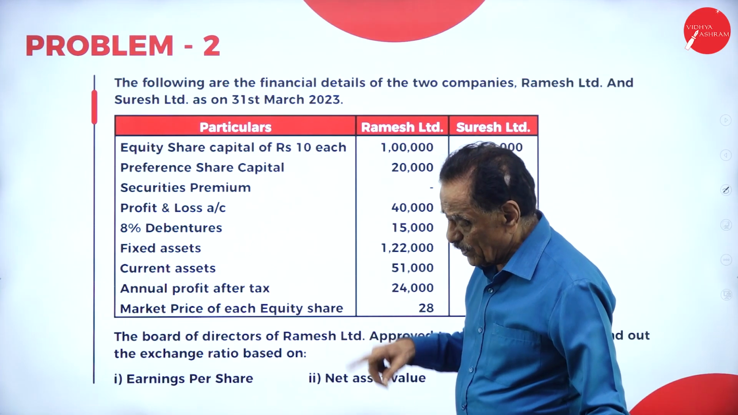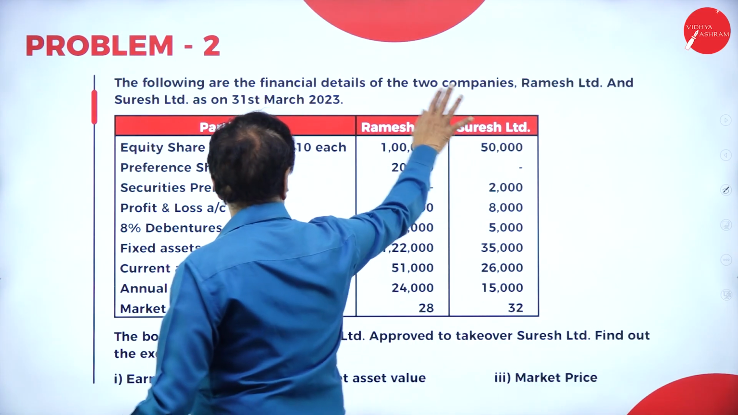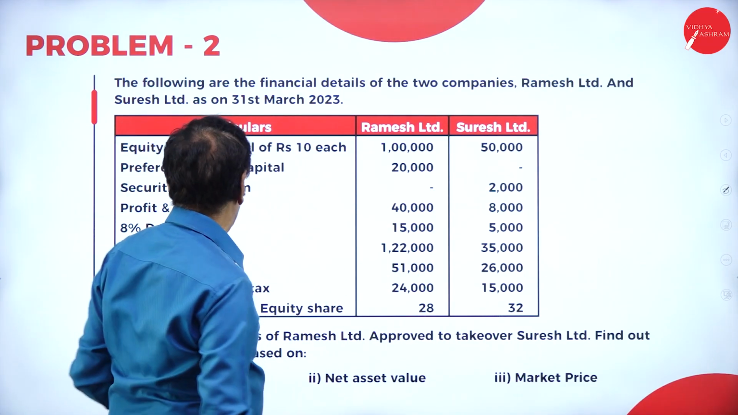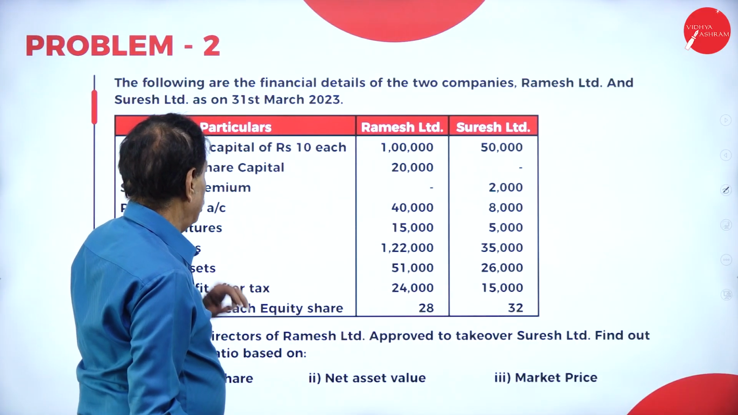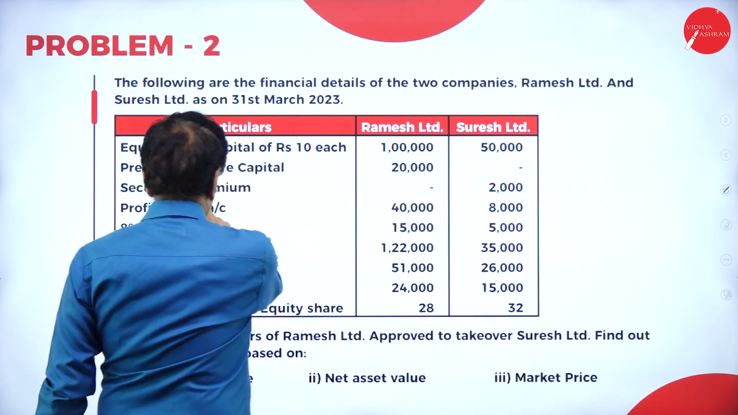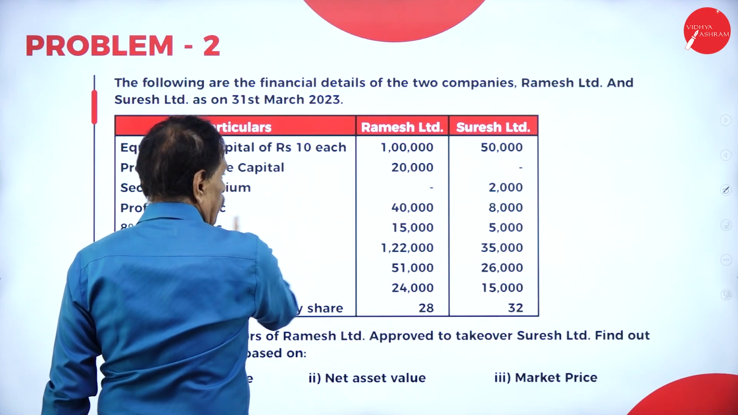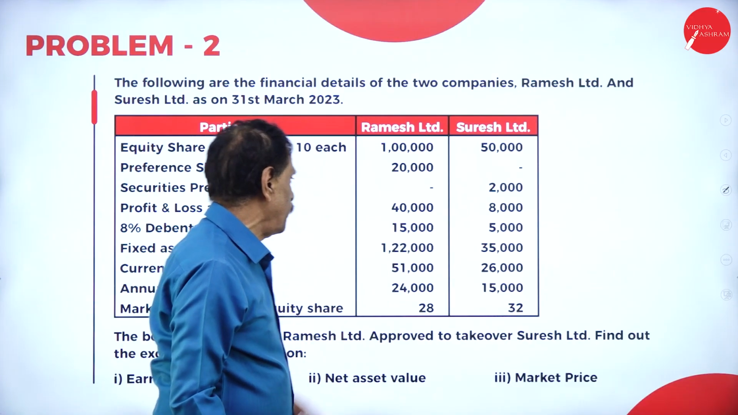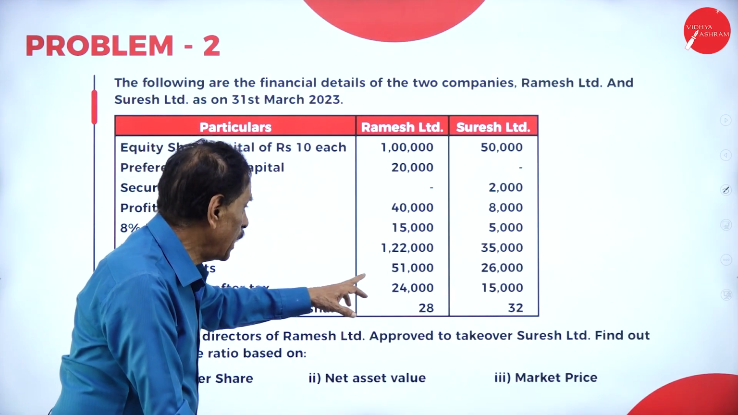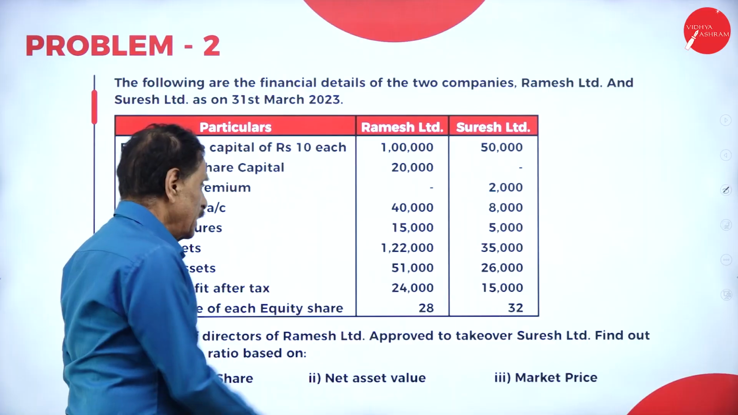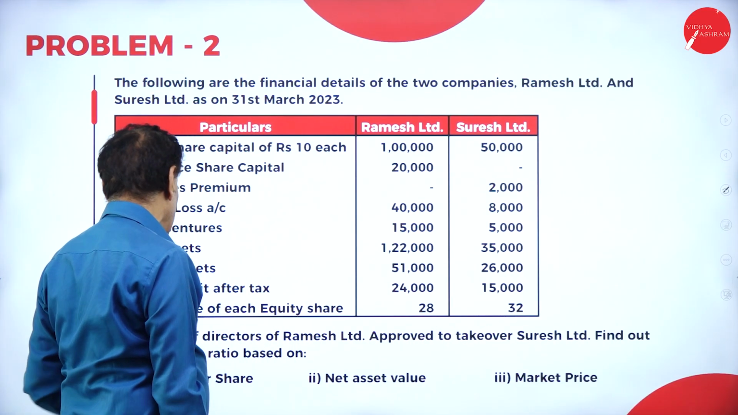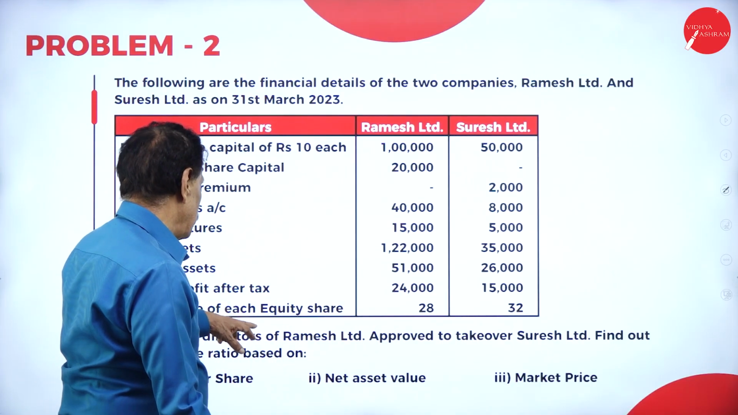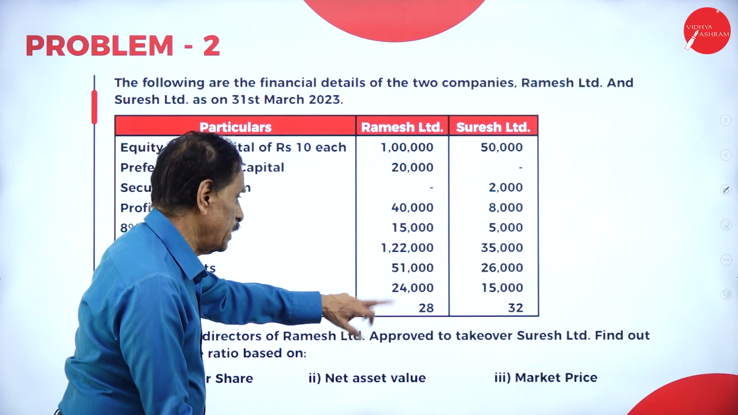Now, we'll go to the second problem. The following is the financial position. Equity share capital of rupees 10 each, 1,50,000. Then preference share capital 20,000, nil. Securities premium 2,000. Profit and loss 40,000, 8,000. 8% debenture 15,000, 5,000. Fixed asset 1,22,35,000. Current asset 51,000, 26,000. Annual profit after tax 24,000, 15,000. Market price of each equity share is 28.32.